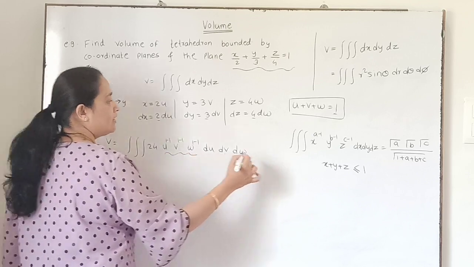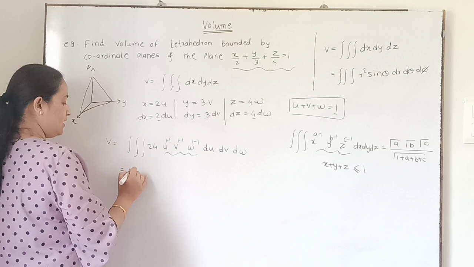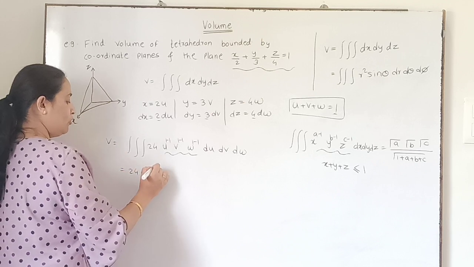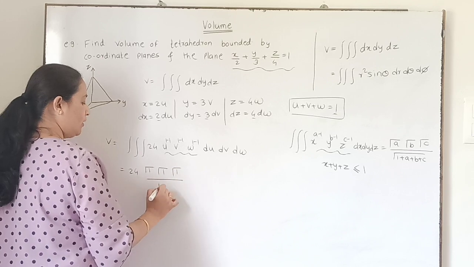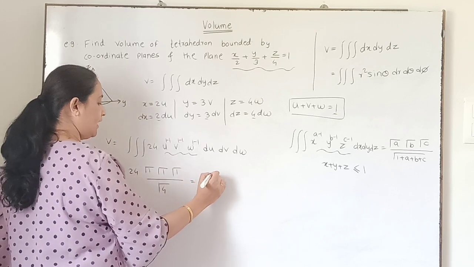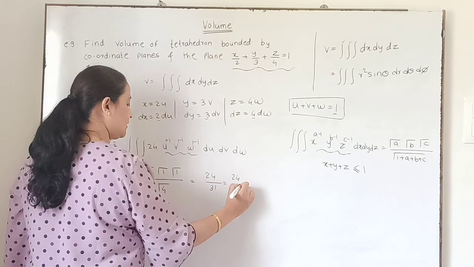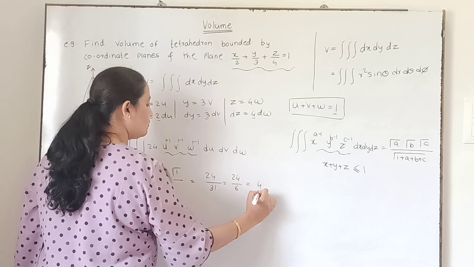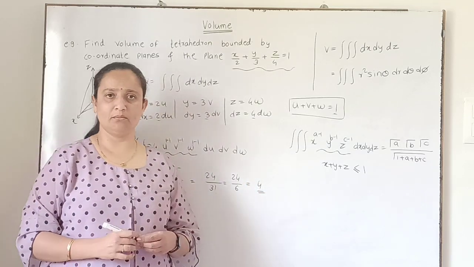Now if I compare this with Dirichlet's theorem, you will get the values of a, b, c, that is 24 into gamma 1 into gamma 1 upon gamma 4. And we know the value of gamma 1 is 1 and gamma 4 is 3 factorial. 3 factorial is 6. So your answer for the volume of this tetrahedron is 4 units. Now we will take one more example.